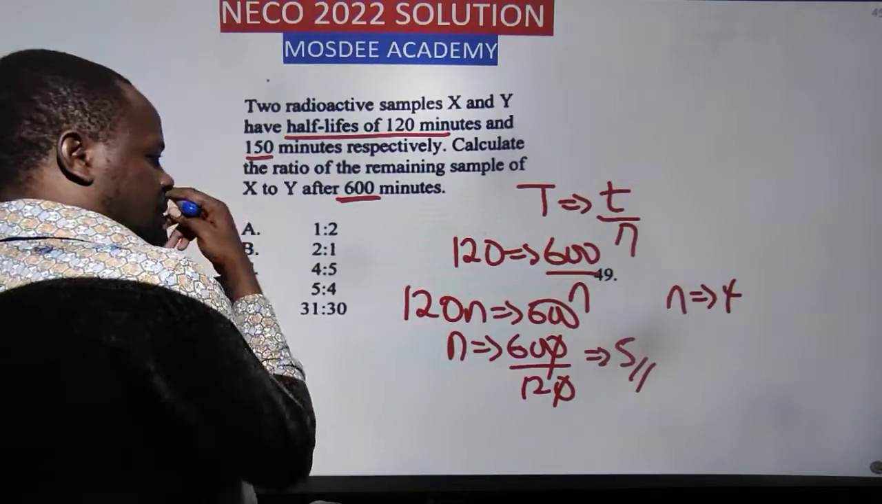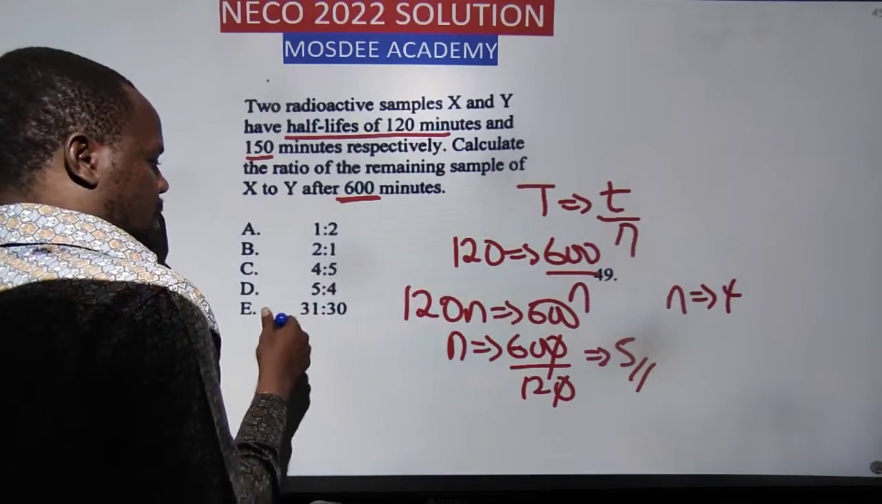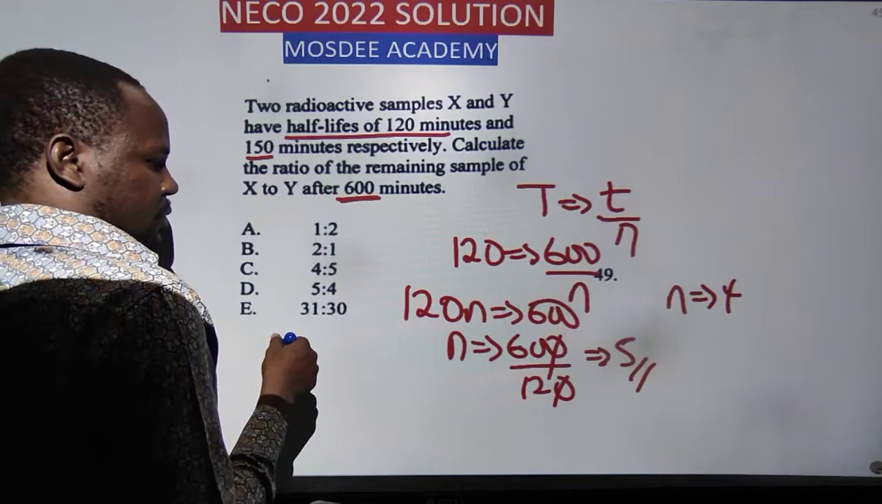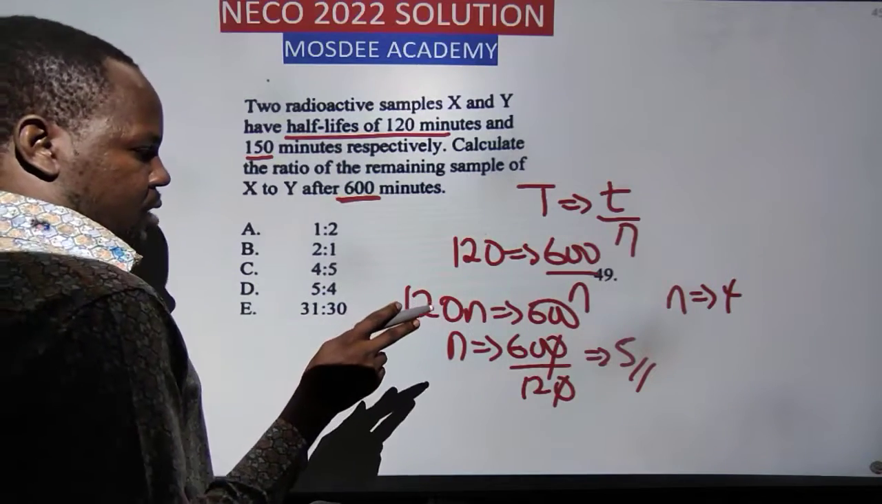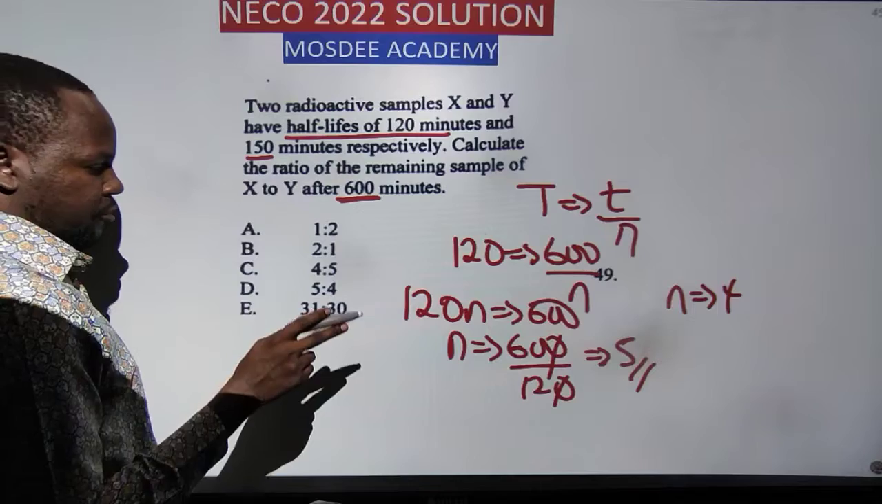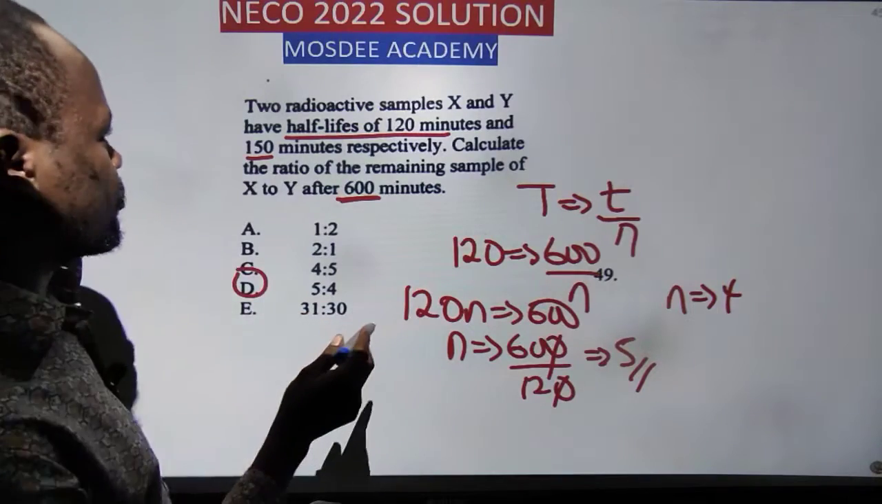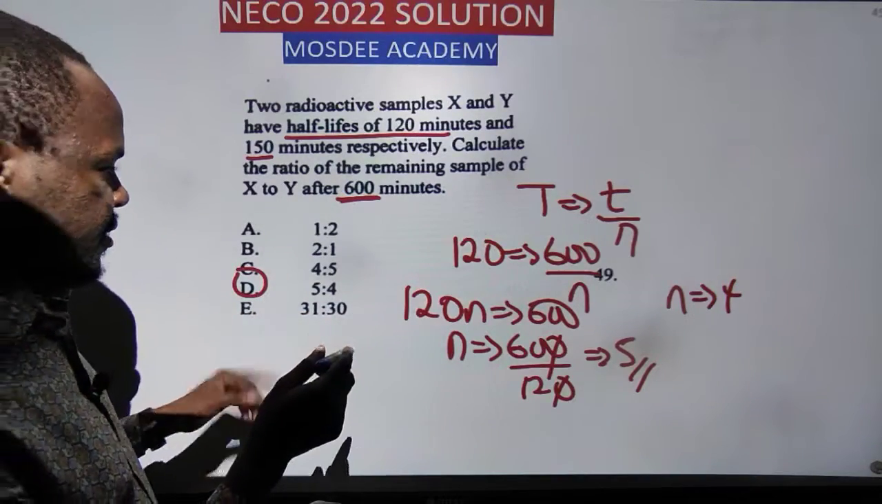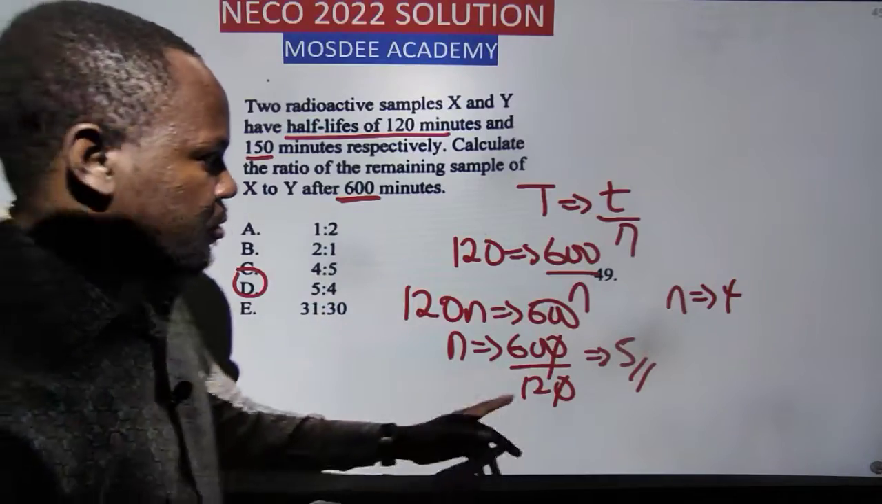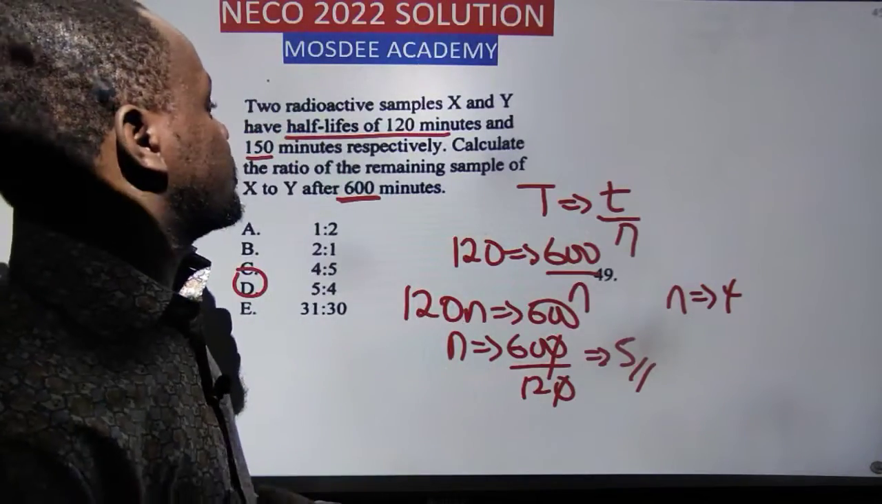So the sample remaining will be in terms of that ratio, and that is a ratio of 5 to 4. The first one is 5, the second one is 4. So let's be careful. I hope I didn't make a mistake. Next one.